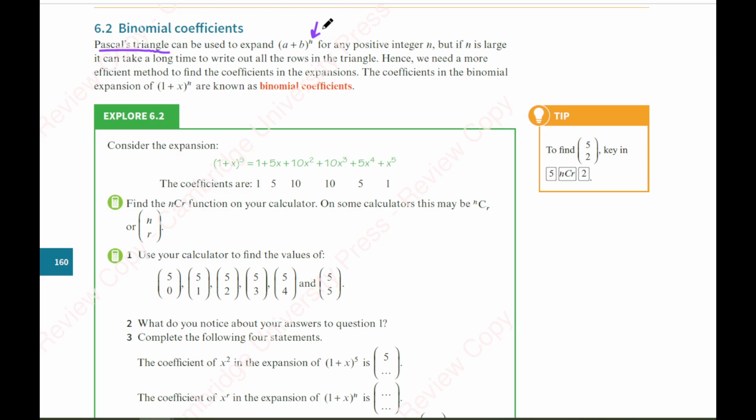So that's why for larger n, we don't have to use the Pascal triangle, but we need to have a more efficient method. And this method is by calculation of binomial coefficients. So this is what is important. And here we need to understand one thing. Pay attention to this part.